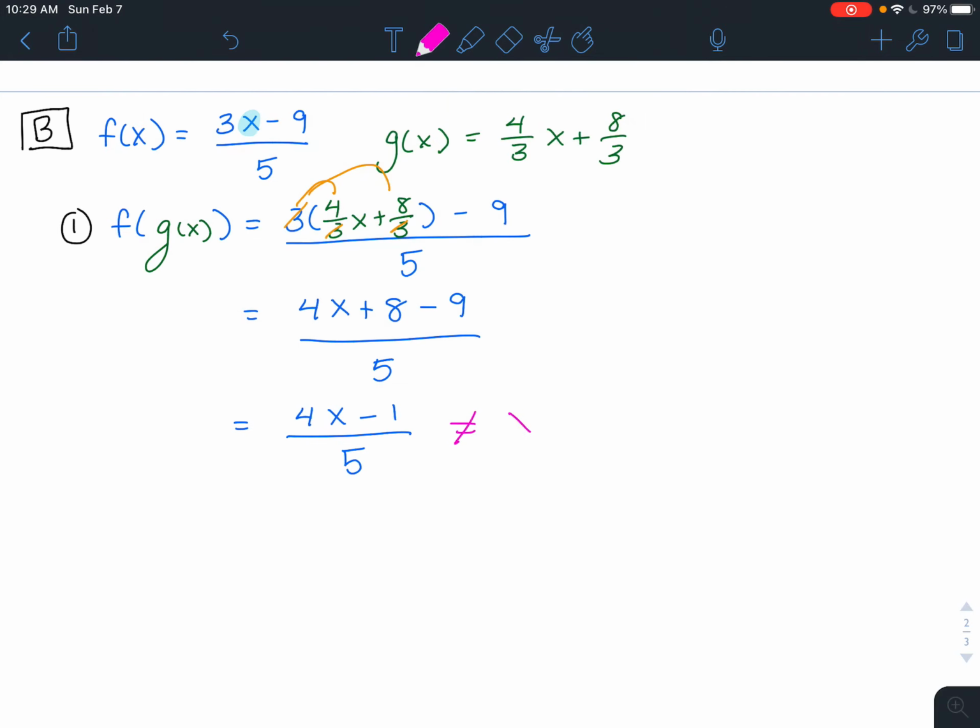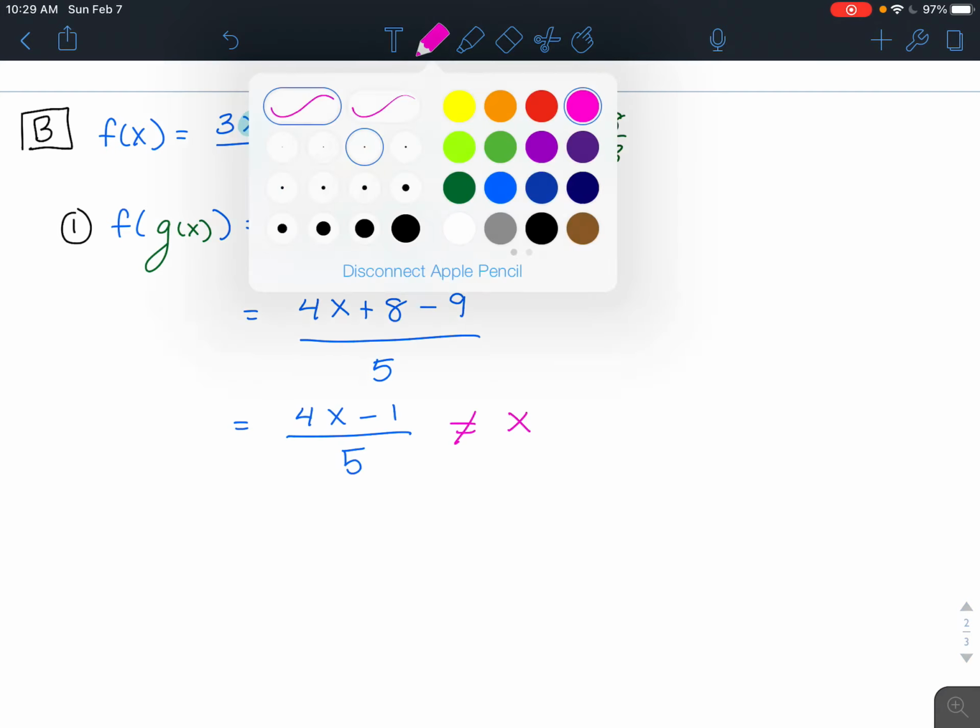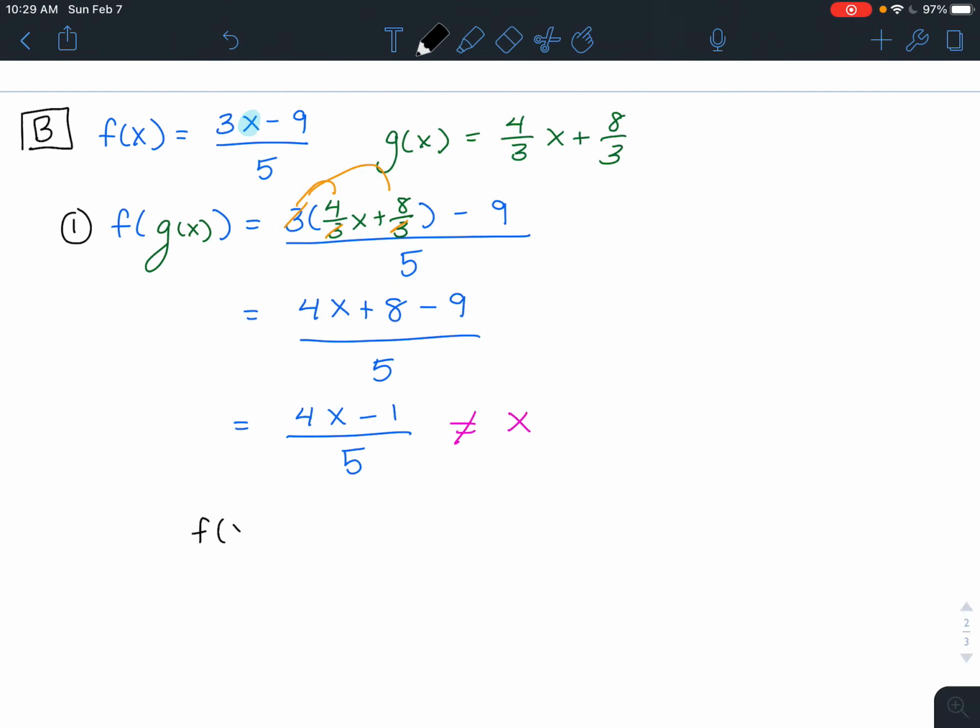And then I can't go any further than that, right? And this does not equal x, right? So since it doesn't simplify down to x, we already know that f of x and g of x are not inverses. Right? So if they're not inverses, as soon as one direction doesn't work, you know that they're not inverses because you need both directions to work. But if one direction works, then you need to check the other direction.